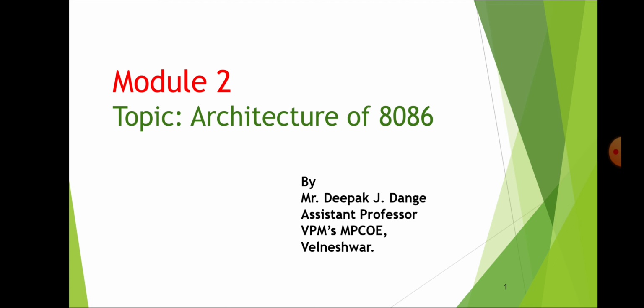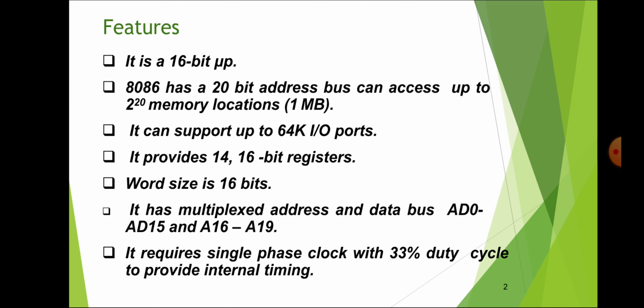Okay, so let's start. First we'll give a brief overview of the features. What are the features of the 8086 microprocessor? Actually, we have already learned these features in the last lectures, but still we will see them. It is a 16-bit microprocessor because it has a data bus of 16 bits. 8086 has a 20-bit address bus and can access up to 2 raised to 20 memory locations, that is 1 MB.